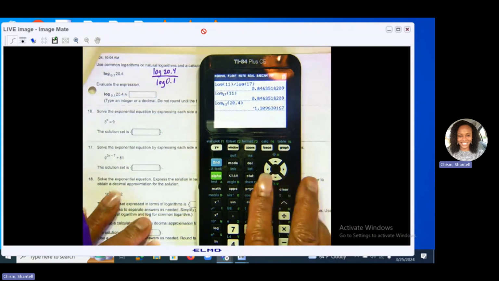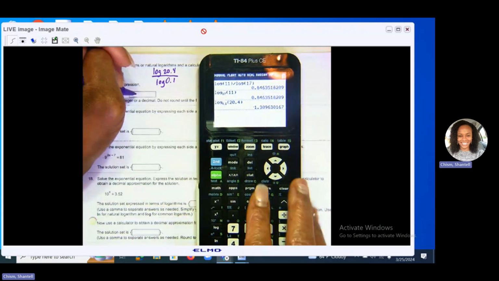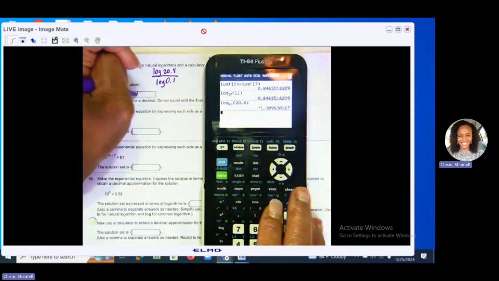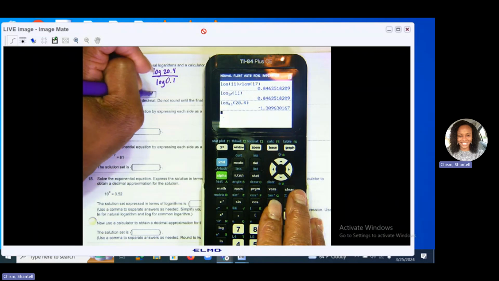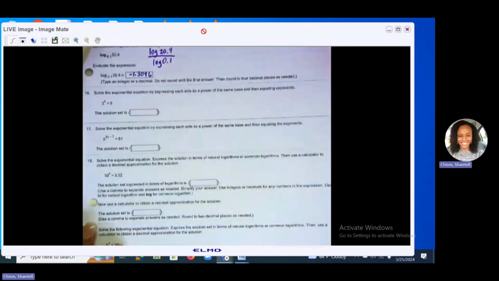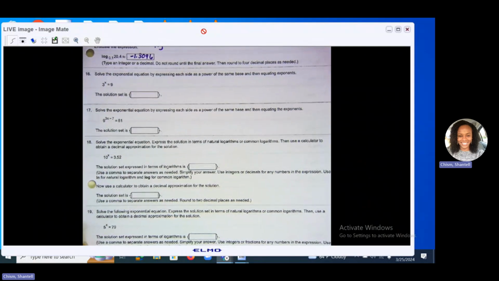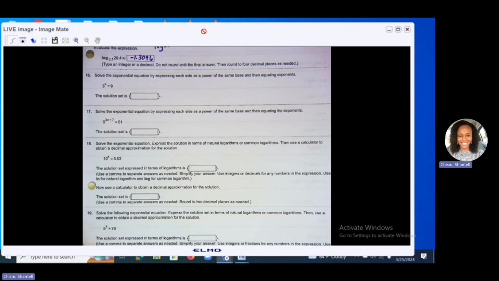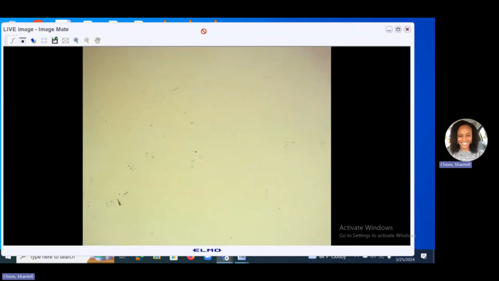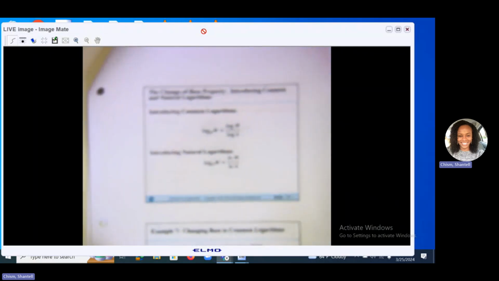All right. So we've got negative, rounded to 4 decimals, negative 1.3096. Okay. All right. One last topic in this section deals with solving exponential equations. And that's what we're going to look at. There are 2 different ways depending upon what kind of exponential equation it is. Okay, so let's take a look at that.